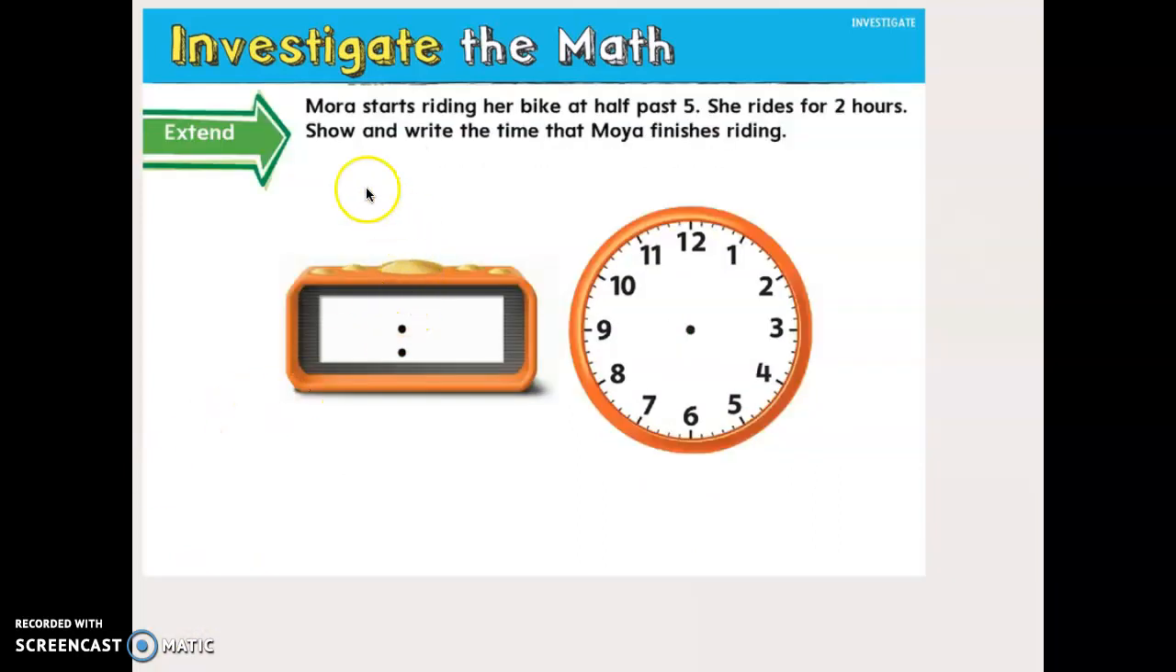So let's look at this one. Mora starts riding her bike at half past 5. So I have to think first of all, what is half past 5? Okay, she rides for 2 hours. Show and write the time that Mora finishes riding.